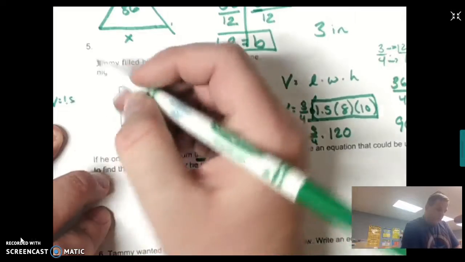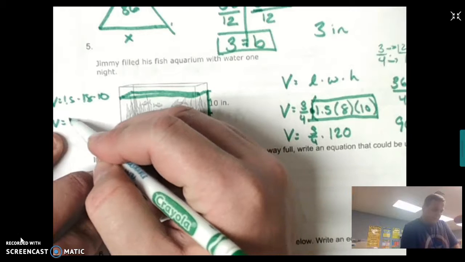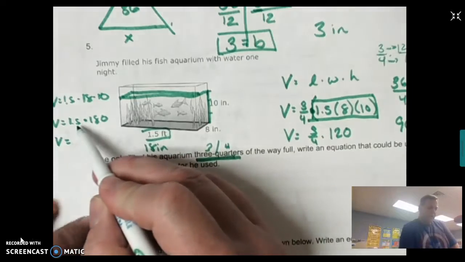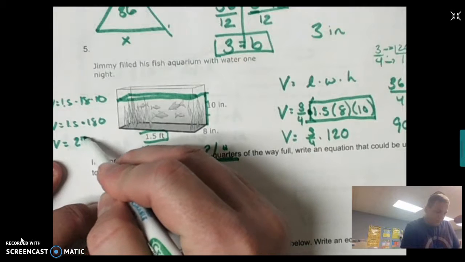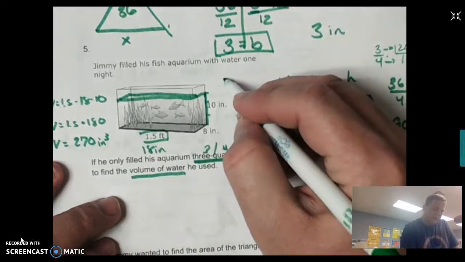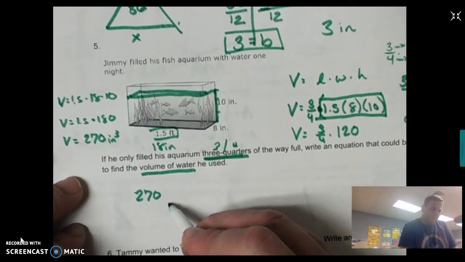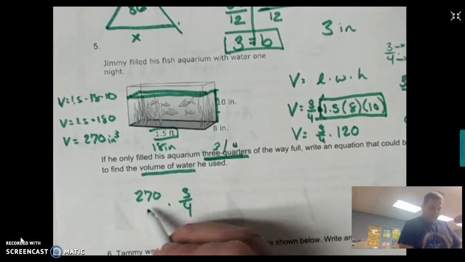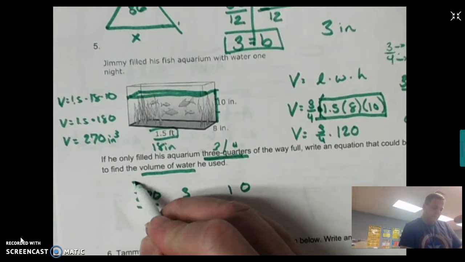Volume is 1.5 times 18 times 10. Volume is 1.5 times 180. 180 times 1 is 180. Well, half of 180 is 90. So the volume is 270 cubic inches, but I need 3/4 of that. So 270 times 3/4, because I only have 3/4 of it. We'll put this over 1. Top times top, bottom times bottom.